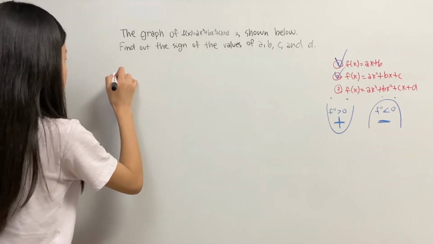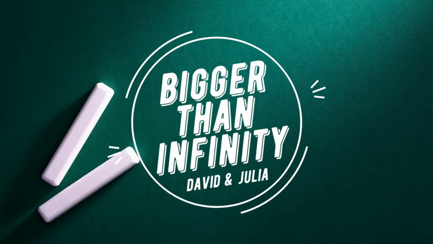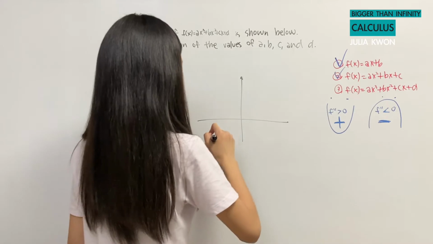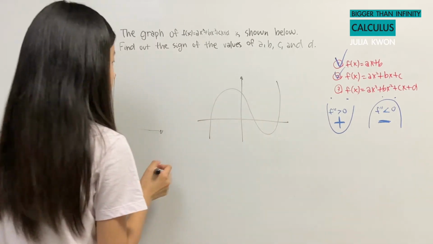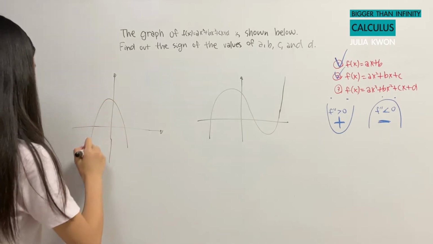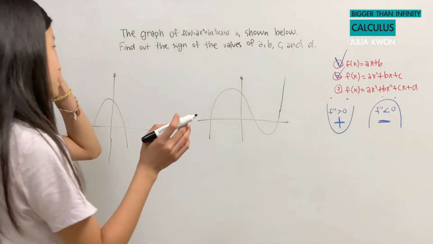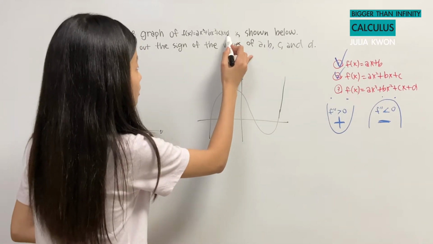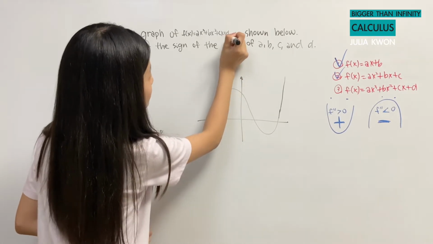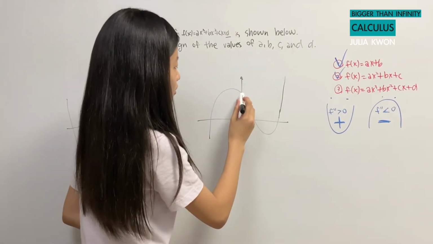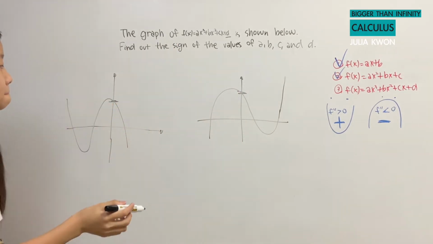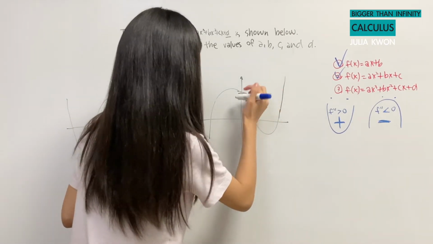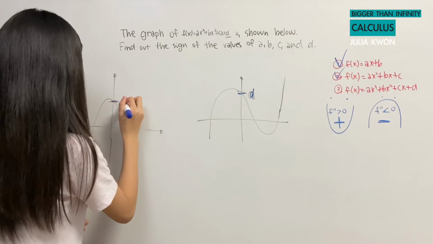Here I'm just going to solve two problems. So when it looks like this and when it looks like this. So here, you guys should know by now that the value of the constant is the value of this point, right? So this is D. This is, at this point, it's D.